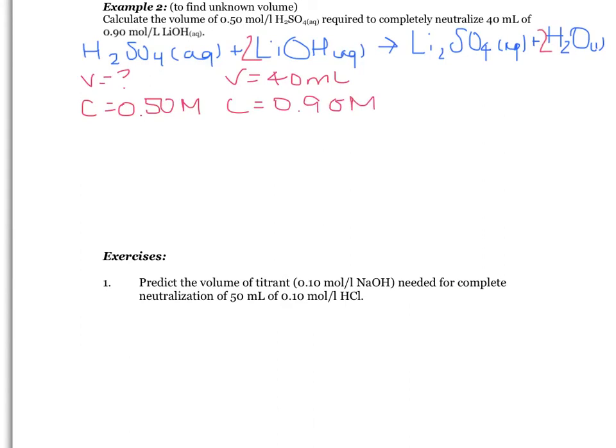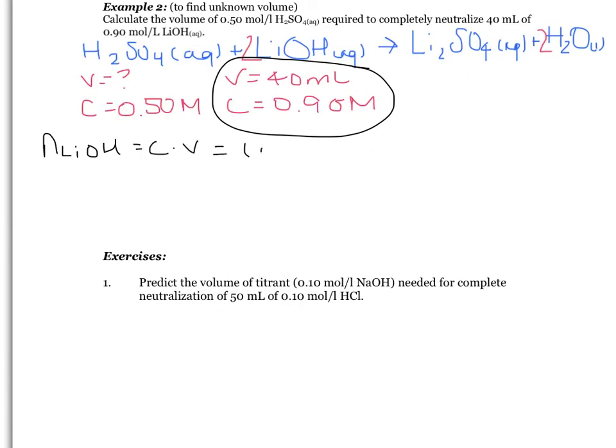Once you've written out what you have and what you're required to find, you should see that we have enough information to find the number of moles of lithium hydroxide using C times V. We have 0.90 molar times 0.040 liters. Always remember in this case to convert your milliliters to liters since we're multiplying it by moles per liter. This will give us 0.036 moles of lithium hydroxide.